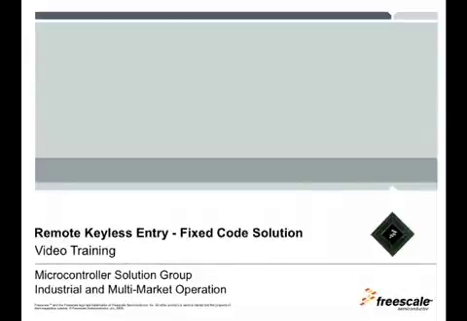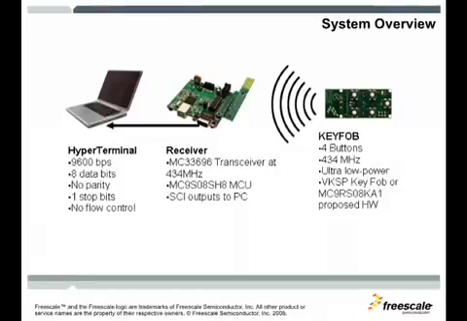Welcome, this is the Fixed Code Protocol implementation demo. The complete system consists of three main components. A PC running HyperTerminal, this is where the received messages are displayed. A receiver, which consists of an S08 SH8 microcontroller and a Freescale RF transceiver. Finally, the transmitter key fob, which sends the message frames.